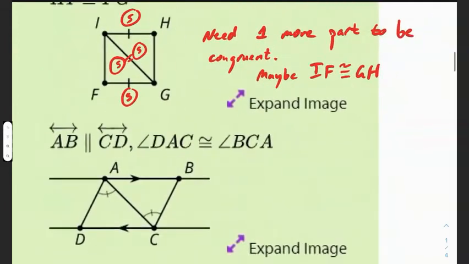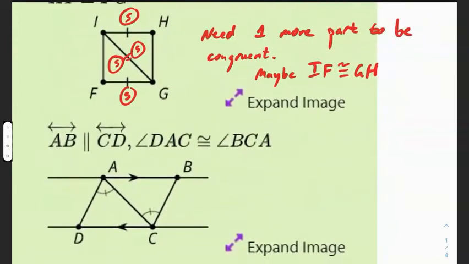All right, we got two triangles here. We got this triangle, triangle DAC, compared with triangle BCA. So we do have two triangles there. Go ahead and pause the video and see if you can figure out if these two triangles can be proven to be congruent. Hopefully you paused the video.